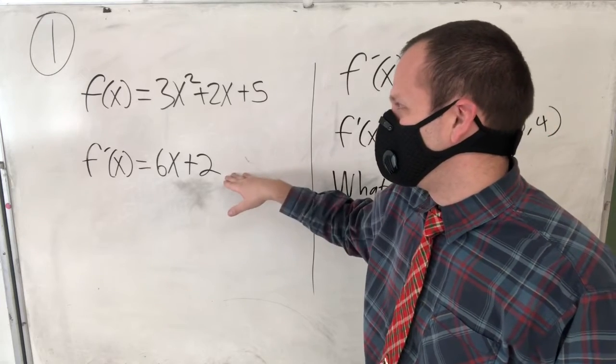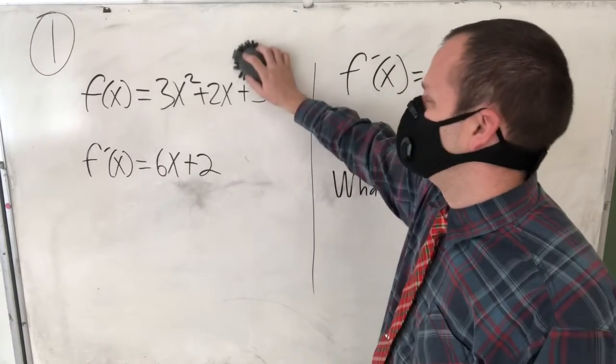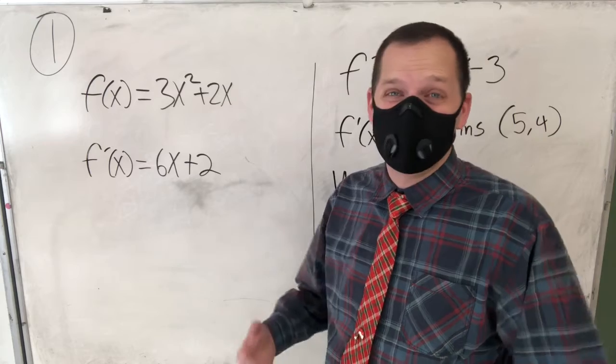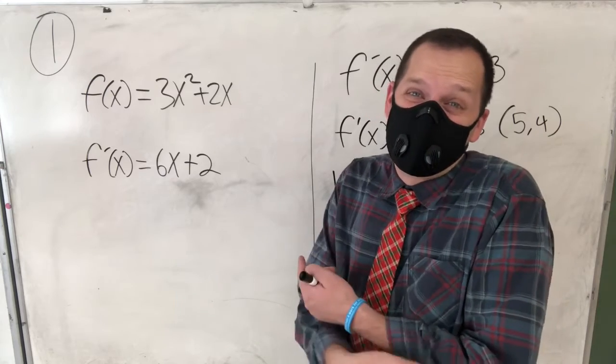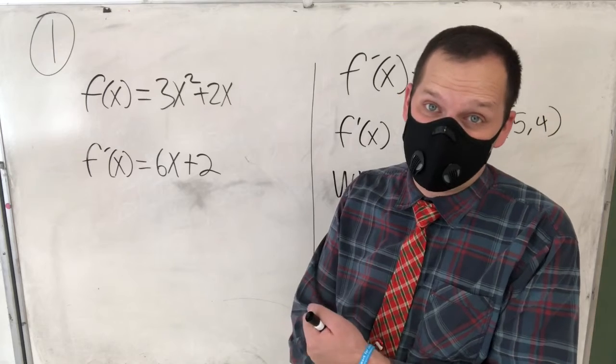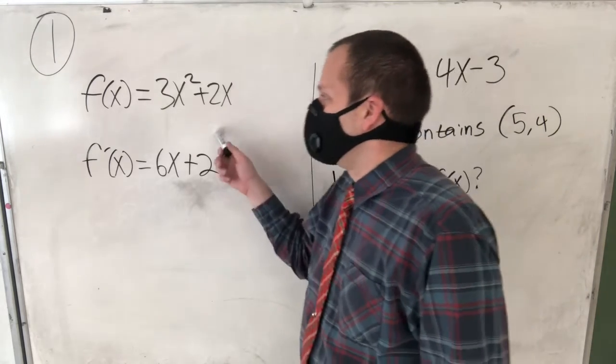But if you have 6x plus 2, the closest you can get to finding this exact equation would be just the 3x squared plus 2x. The plus 5 is more of a starting point. It doesn't tell us anything about the slope. Remember, our derivative only tells us what the slope is at any point, or the gradient if you're over across the water. Okay? So there's that problem.